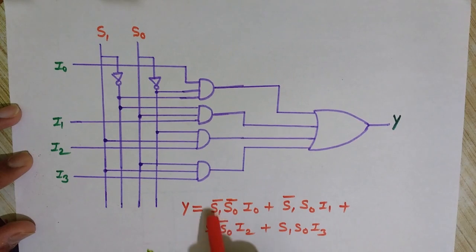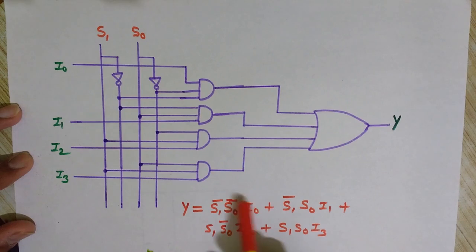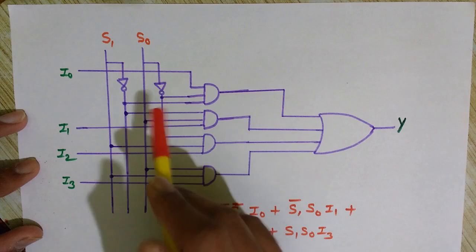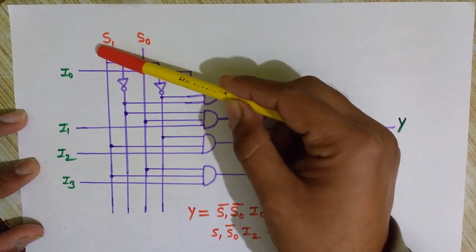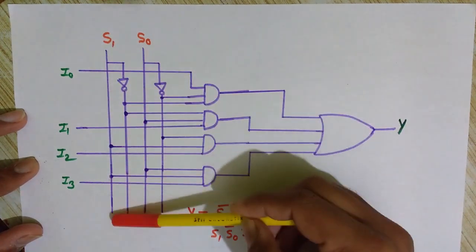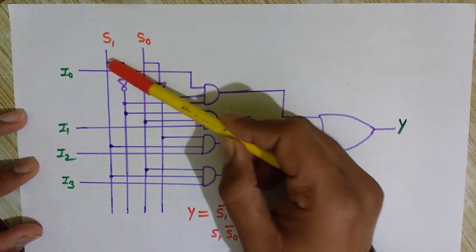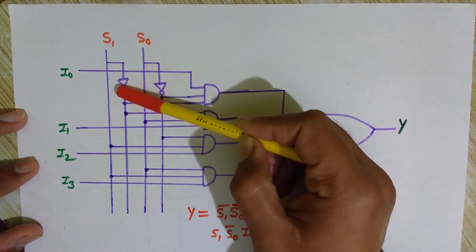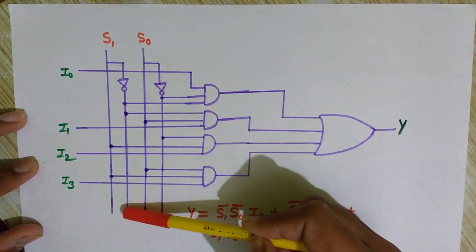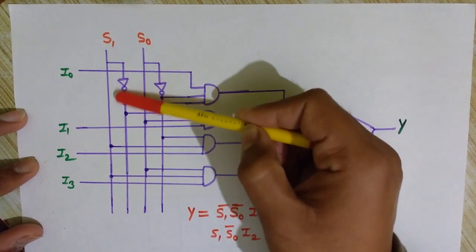Let's first do this: S1 bar, S0 bar, I0. So here I need S1 bar, S0 bar. Bar means NOT gate, and I0, and I will AND these three. Okay, so this is the implementation. This vertical line is for S1. Whenever I need S1, I can take it from here, and this is the NOT gate. After this NOT gate, this whole vertical line is for S1 bar.